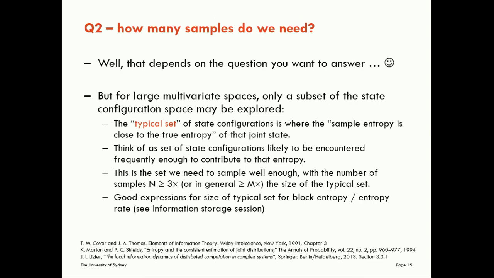Now that is the set that needs to be sampled well enough, with the number of samples for that set equal to three times the size of that typical set, or in general, let's say some multiplier n, where I suggest we take n being probably more like 10 times or more.